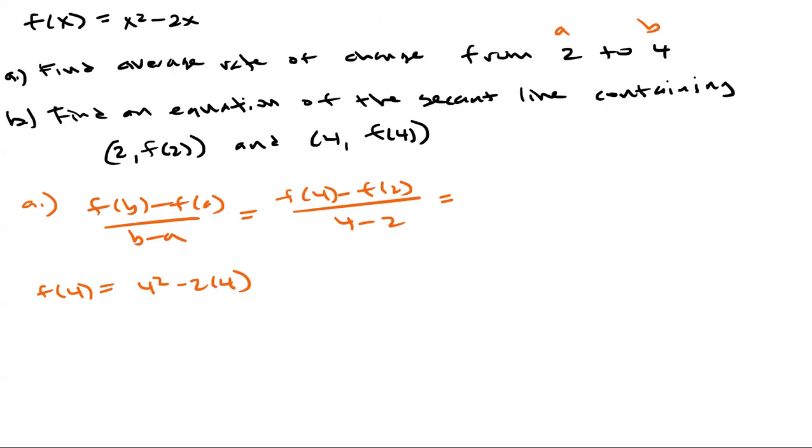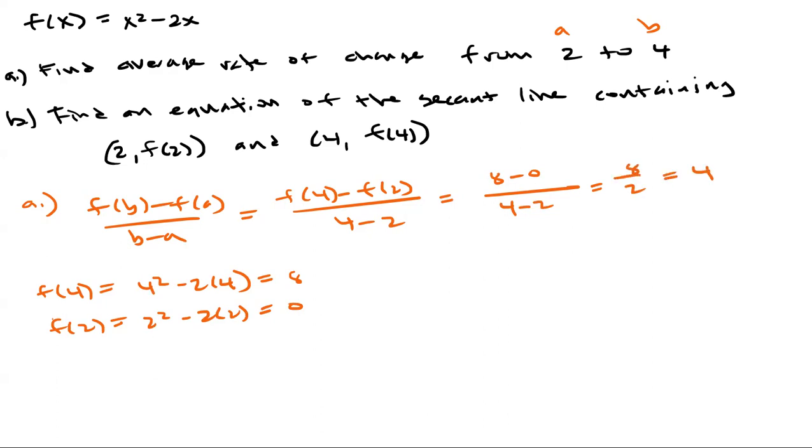And when we put that in the calculator, we get 8. For f of 2, we get 2 squared minus 2 times 2, which gives us 0. So the top there, we get 8 minus 0, and the bottom we have 4 minus 2, which gives us 8 divided by 2, which is 4. All right, so now let's talk about part B.